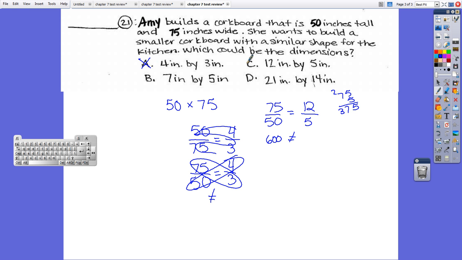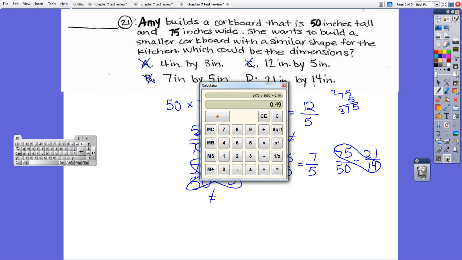75 over 50, does that equal 7 by 5? No, it'd be 7.5 over 5. So that doesn't work. 75 over 50 equal 21 over 14. Basically, it has to reduce down to 3 over 2. 14 times 75 equals 1050. And 21 times 50 equals 1050. So D is the correct answer.